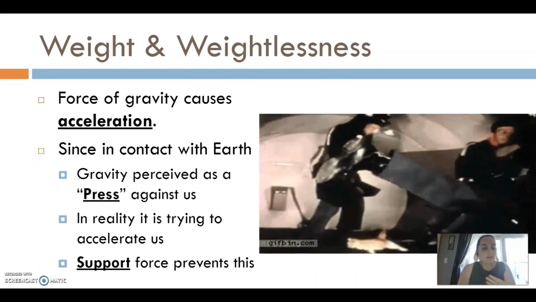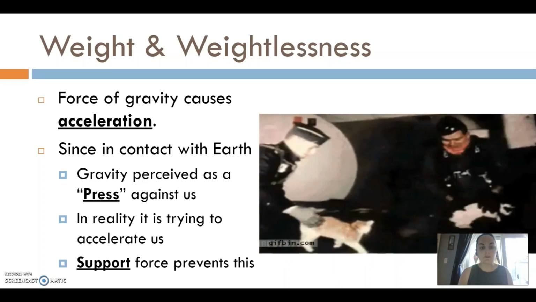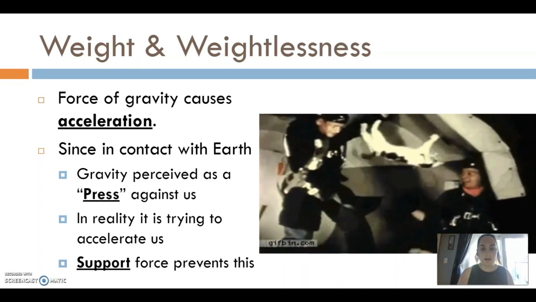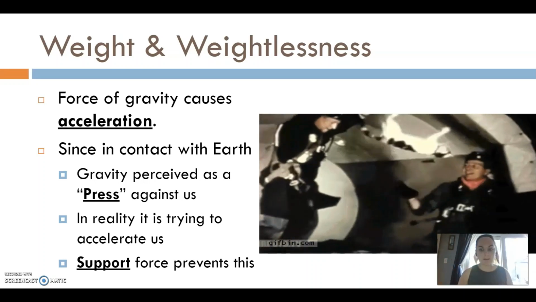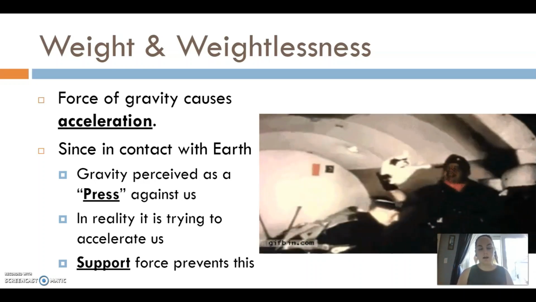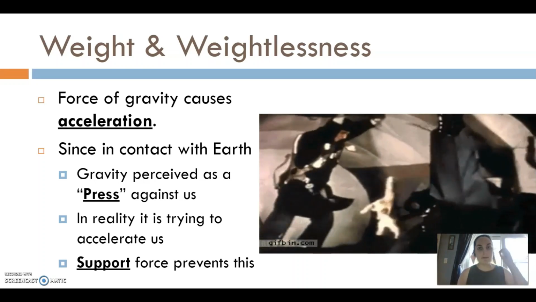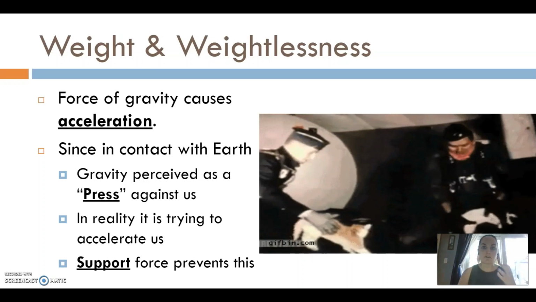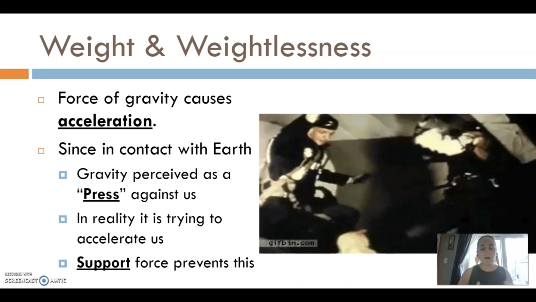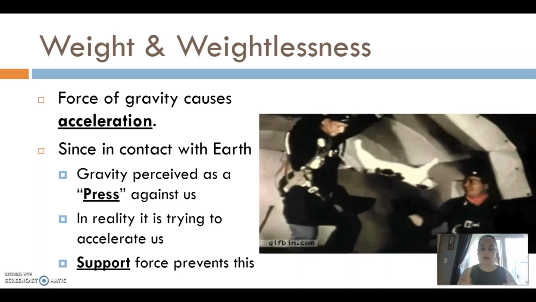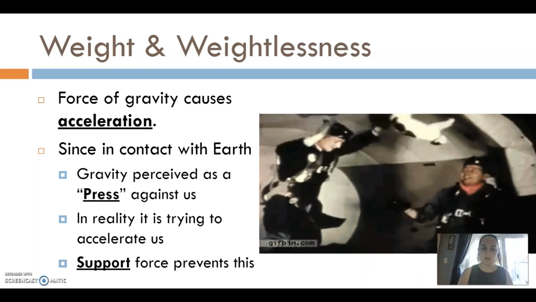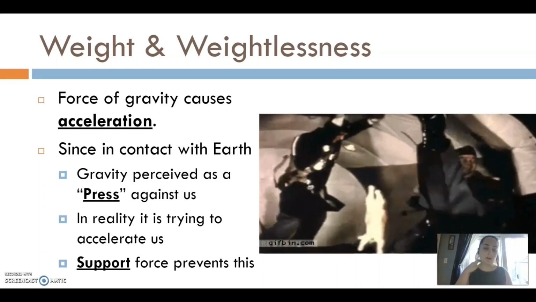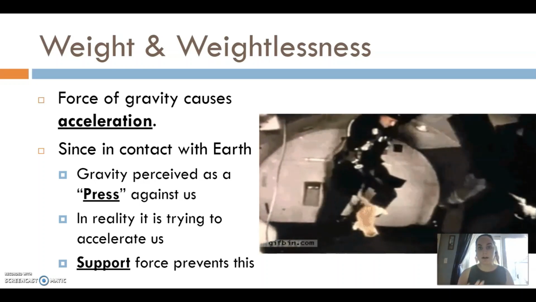So this support force prevents us from essentially accelerating towards the center of the Earth, where again, these masses really want us to be, right? The force of gravity is measured from the center of one mass to the center of the other mass. And so when we're looking at our gravitational fields, again, they're all pointing towards the center of the Earth. And so it wants us to accelerate towards the center of the Earth, but we have the support force that keeps us where we are. And so we experience this force as weight.